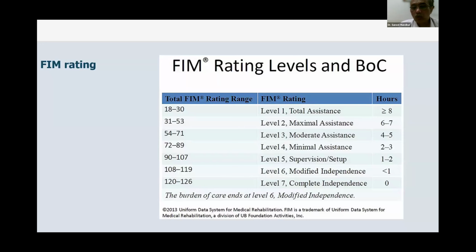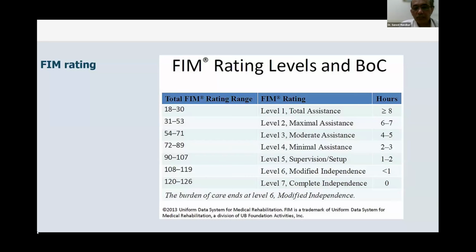So, 1 to 7 scoring. Even if he scores 1 on everything, the total score will be 18. That means total assistance is required, which is level 1. And as rehabilitation improves the functional impairment, the score may accordingly increase in such situations. That is what you need to have.